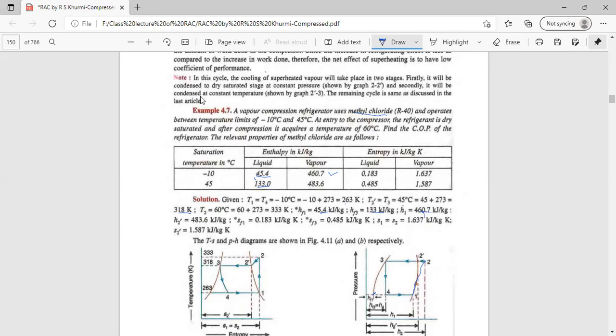And what is H2? It is the enthalpy of the dry saturated vapor at the high temperature of 318 K. This is the enthalpy, 483.6, which is H2 dash. And SF1, the entropy of the fluid at point 1, is given somewhere here, on the same lower temperature line, which is intersecting at point 1 on the TS chart. So at point 1, the liquid state value is given as 183 kilojoule per kg.